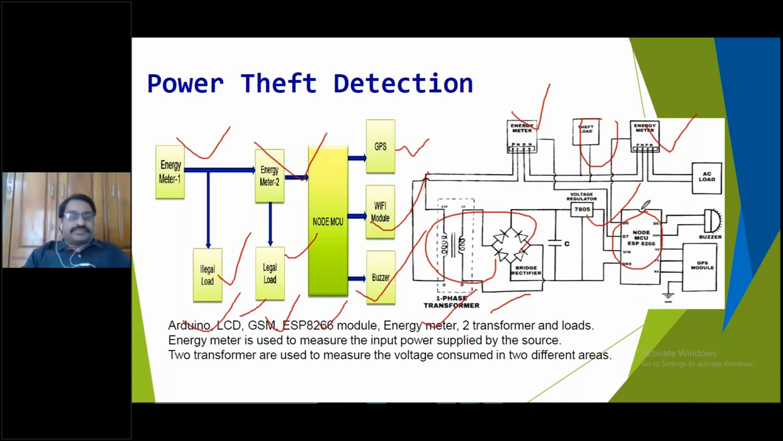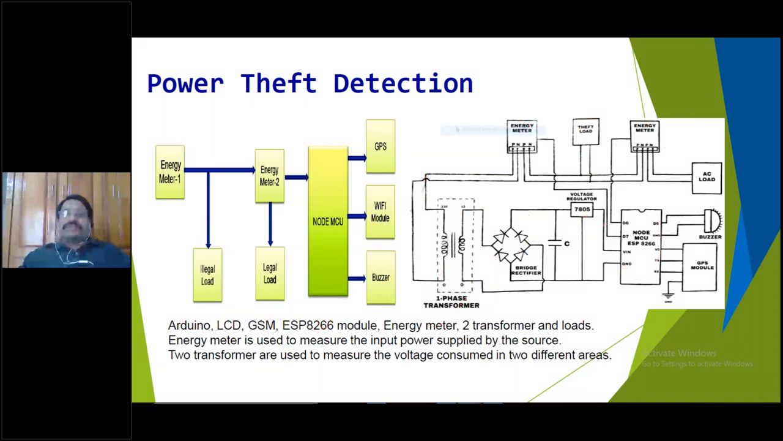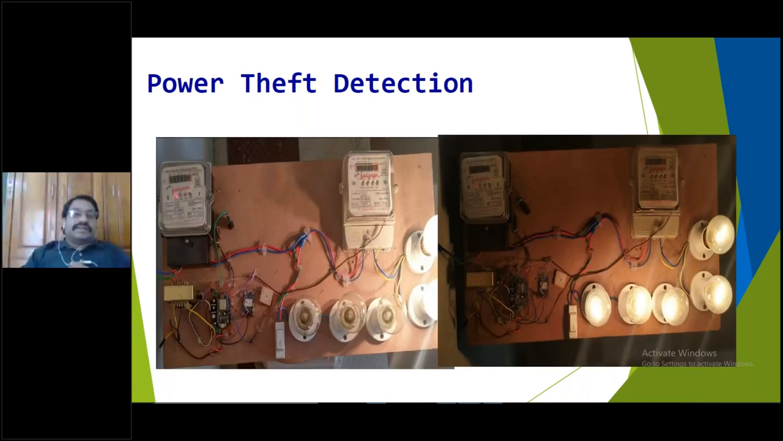Nowadays people are doing this too. The energy meter is used to measure the input power, and two transformers are used to measure the voltage consumed in two different areas. Thereby, if the difference is zero, there is no theft; if there is a difference, theft is taking place. This is an overview of power theft detection using IoT. You will find many papers on theft detection, smart energy monitoring, and energy conditioning. This is our B.Tech project from last year. Here it is without theft and this is with theft.